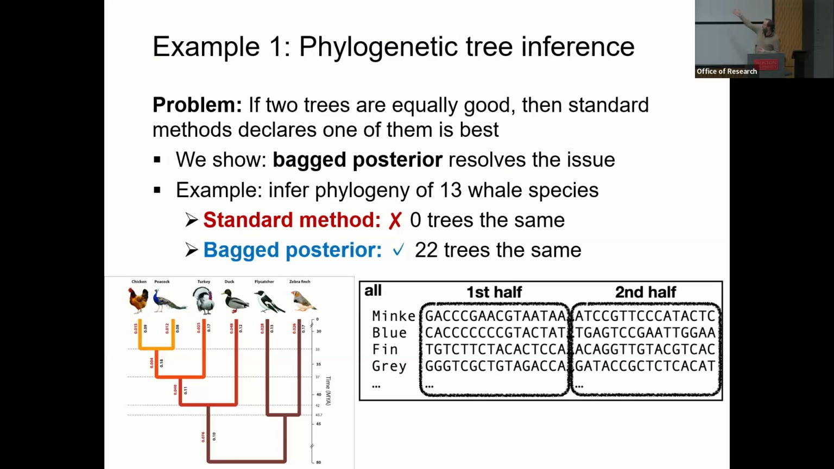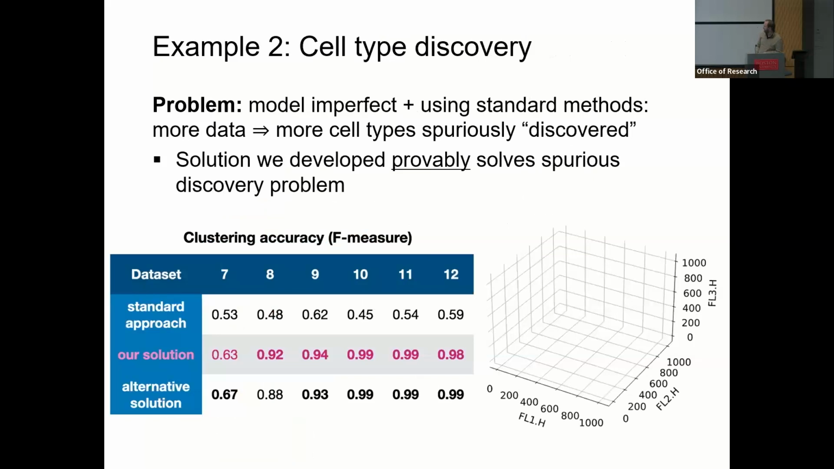Here's an example where we showed that the bagged posterior method could solve this problem. We split this data for whales into two halves. It turns out these standard methods give completely different answers, but there's lots of overlap if you use the bagged posterior.